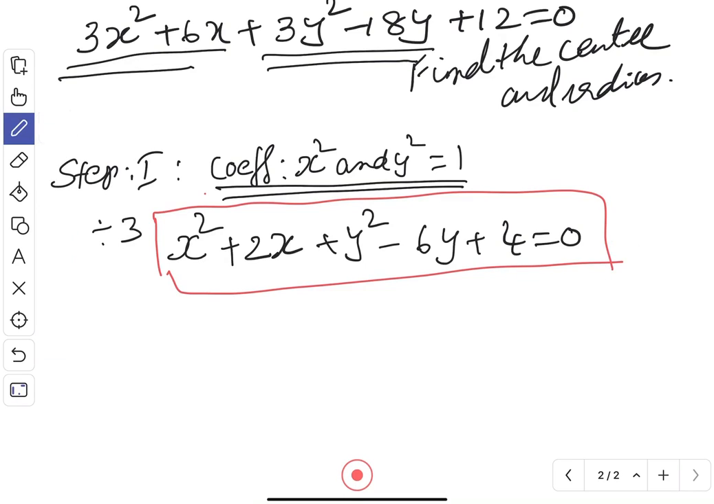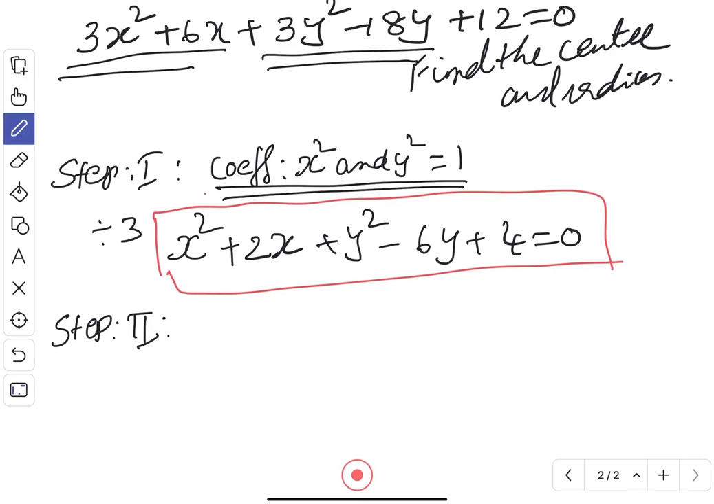I simplified it. Now I follow from step number 2. My next step is step number 2. What is my step number 2 here?